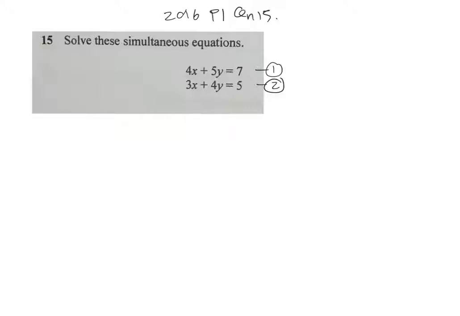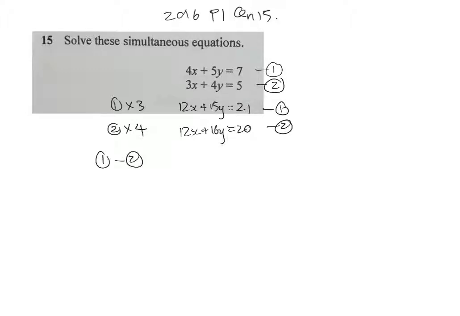So I will take equation 1, times 3 to get 12x plus 15y equals 21. I take equation 2 and times 4, the opposite of each other: 12x plus 16y equals 20. And then we are almost ready. Now we clearly have 12x for both. Do I add or subtract the two equations? I subtract. So eliminating, I get negative y equals 1. So y is negative 1.